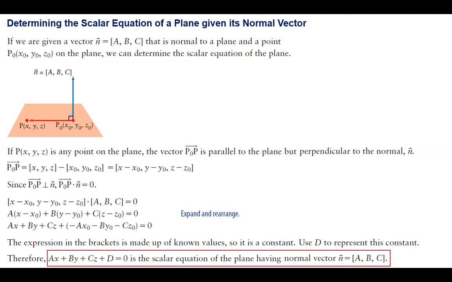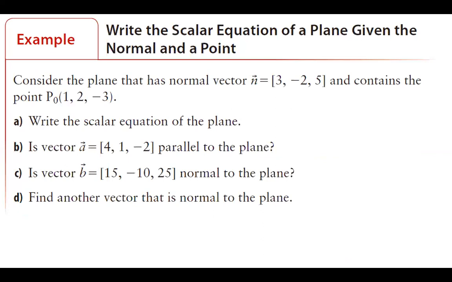Okay, if you don't have any questions, let's consider an example to check your understanding of this property here. So consider the plane that has normal vector n whose components are 3, -2, and 5, and contains the point P naught whose coordinates are 1, 2, -3. A, write the scalar equation of the plane.